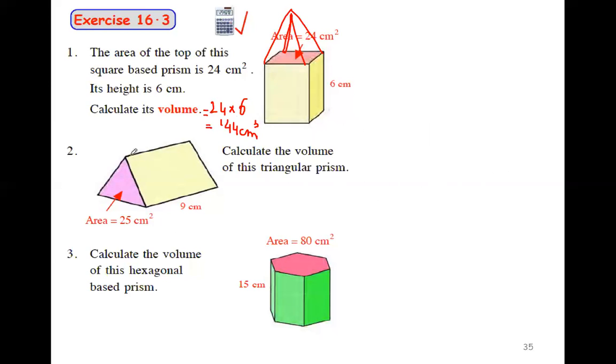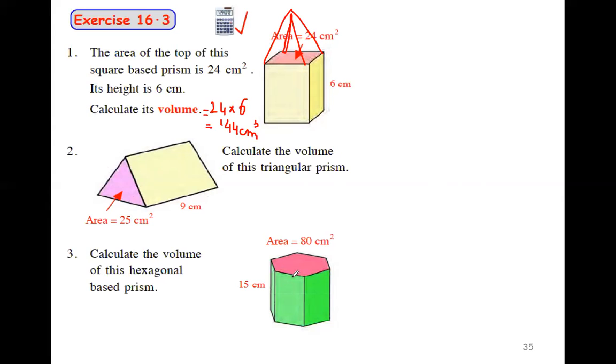The next one, they've given us the area of the triangle. Remember, you could get a problem where they give you the base and the height. In the first 28 slides that I will send you, they show you how to calculate the area of a triangle if you've got the base and the height. Basically, it's half base times height. So area has been given times 9, so 25 times 9. This one should be 225 centimeter cube.